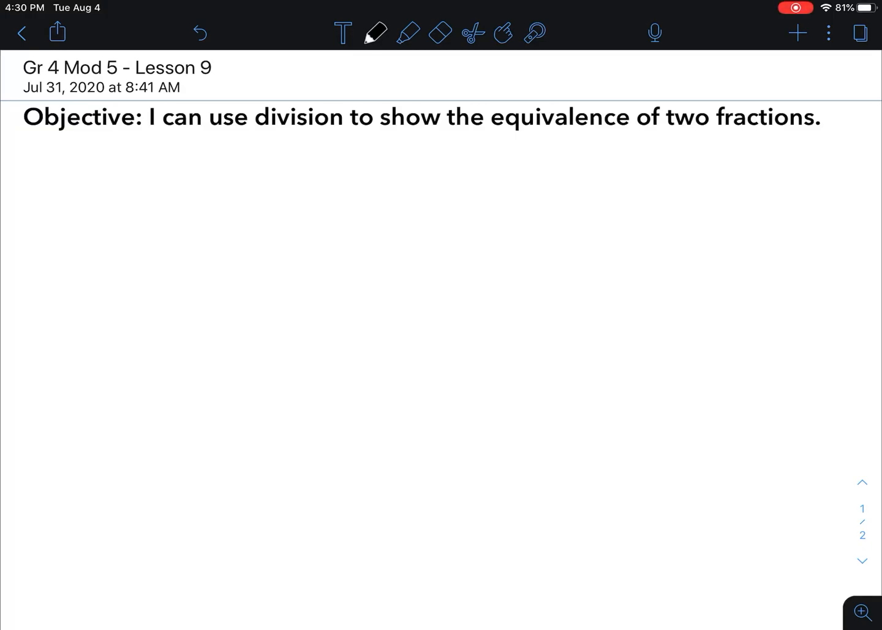The learning target for this lesson is I can use division to show the equivalence of two fractions. So in the last lesson, we used multiplication to prove that two fractions were equivalent or equal. If you remember, we had fractions such as this, and then we had to multiply to find equivalent fractions.